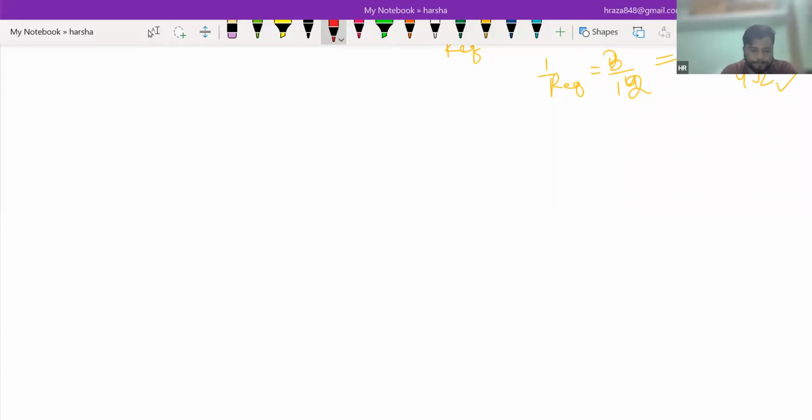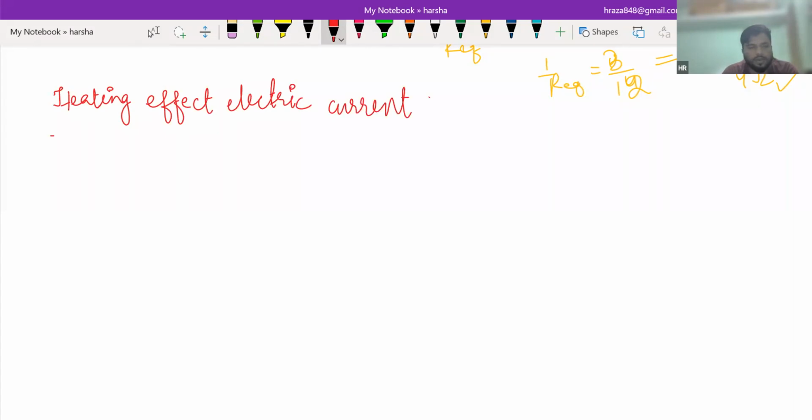To study heating effect of electric current. As you know that when current is continuously flowing, there will be heat produced in the conductor, or if a bulb is glowing continuously, it will be heated after some time. So basically we are going to study heating effect of electric current.